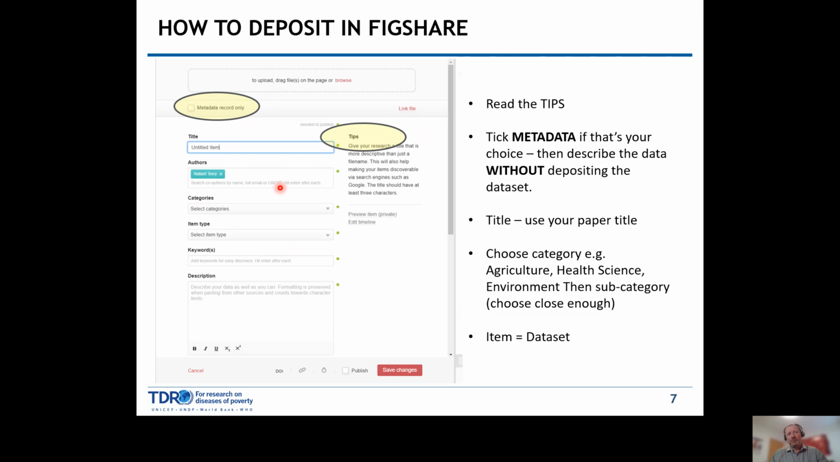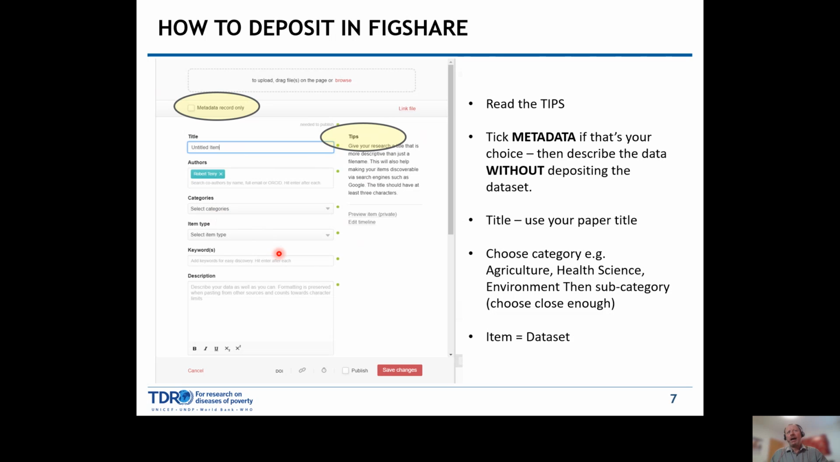Go through the different boxes. They're fairly self-explanatory. So the authors, this would be just you in this case. In the category, it covers all of our subject areas, so agriculture, health science, environment. And then there's a subcategory. As with all these lists, they're never quite perfect. So just choose the one that's close enough. It doesn't need to be 100% exact. People will then know it's an agricultural data set or a health science one.